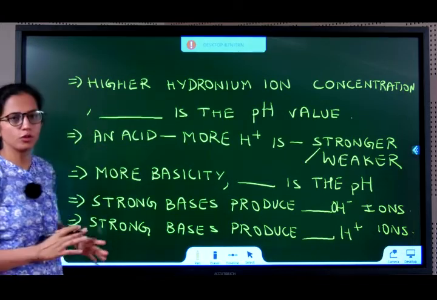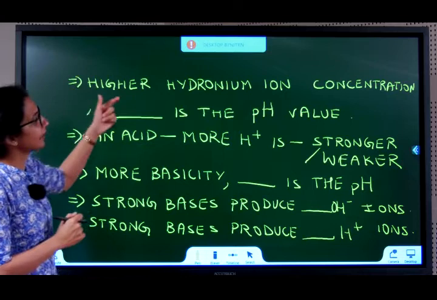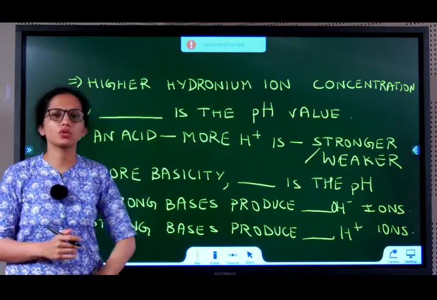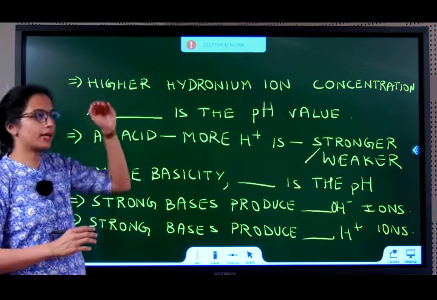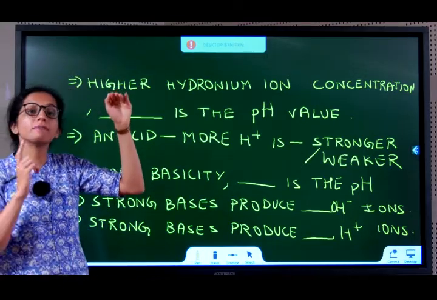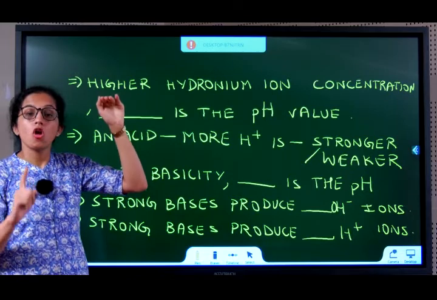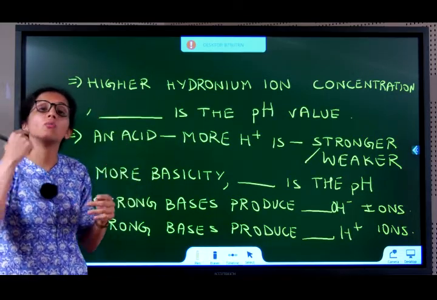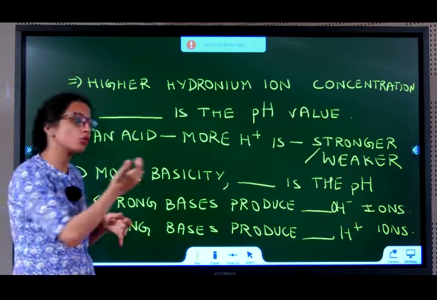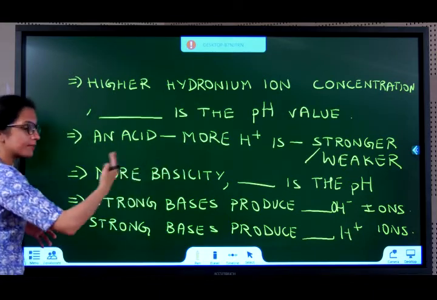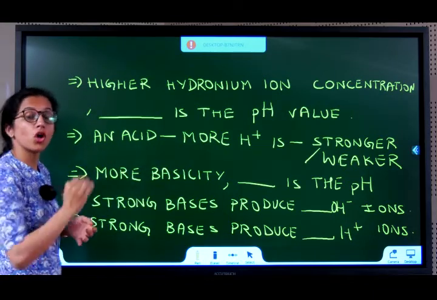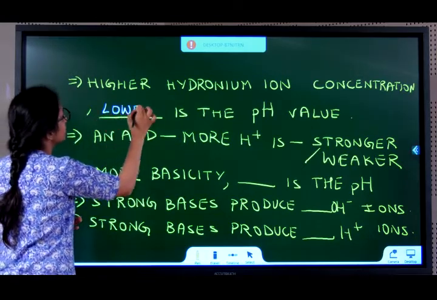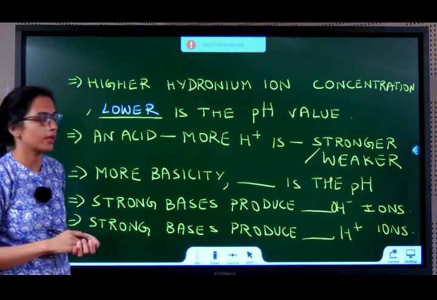Let's answer these few questions. Higher the hydronium ion concentration, dash is the pH value. More the hydronium ion concentration, that means what? More H plus ions. More H plus ions means more acidic nature. More acidic nature, pH value goes, from 7 it keeps decreasing towards 0. So the pH value decreases. So I can say lower is the pH value.